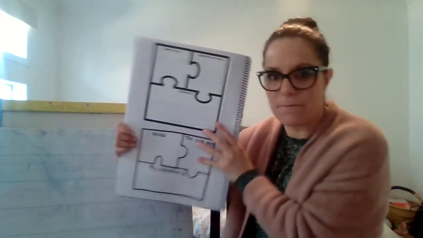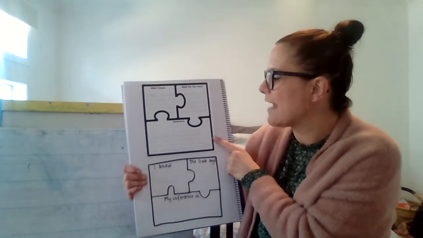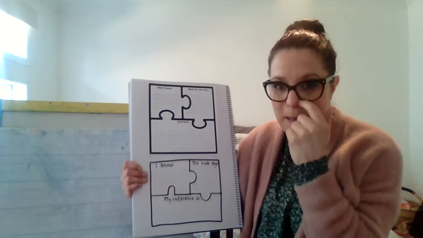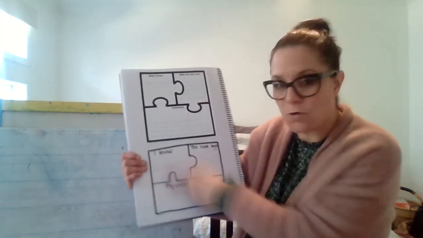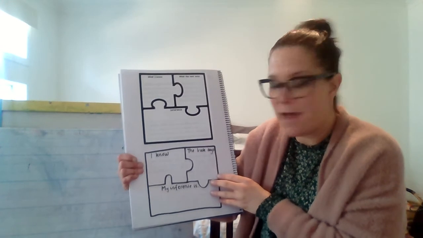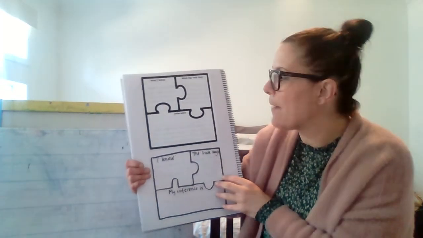So today for our task, you're going to be completing a jigsaw: what I know, what the text says, and what inferences can I make. Now, if you don't have access to a printer, that's okay. I've drawn an example down here that I did myself. You can get mum and dad to draw one for you as well.